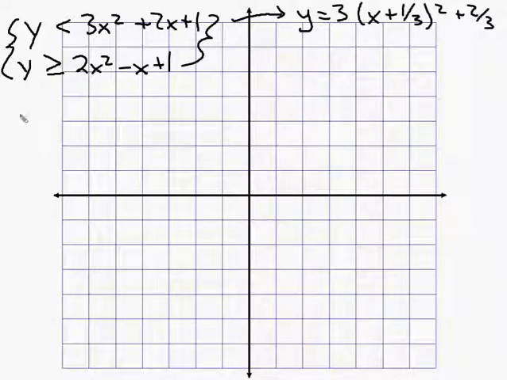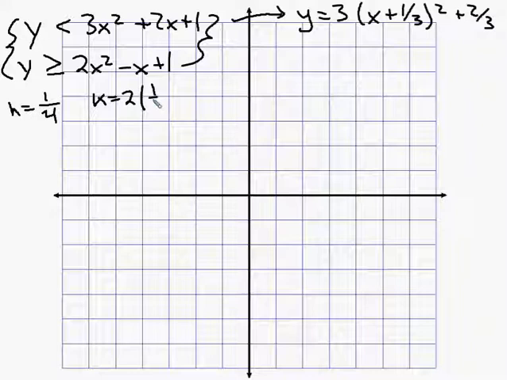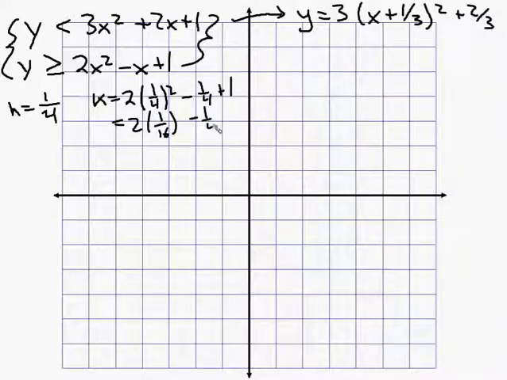Okay, so this one, again, h is negative b over 2a. So that's going to be 1 over 2a, so that's going to be a fourth. So I put that in, and k is 2 times a fourth squared minus a fourth plus 1. So that's going to be 2 times the 16th, because we square those, and that's going to cancel down to an 8.